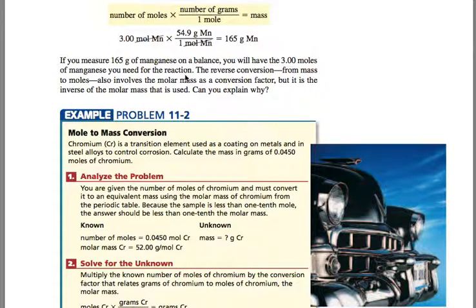The reverse conversion from mass to moles also involves the molar mass as a conversion factor, but it is the inverse of the molar mass that is used. Can you explain why? So if we started with 165 grams of manganese and we wanted to figure out how many moles it is, right? We want grams to cancel. So we're going to flip this over as the inverse, okay? The inverse of this conversion factor.